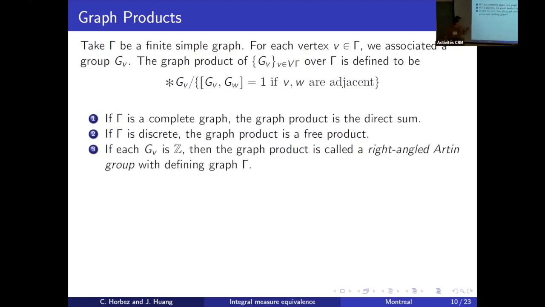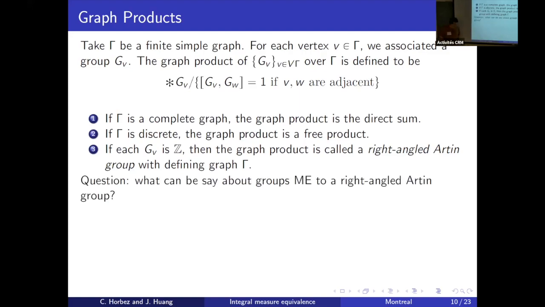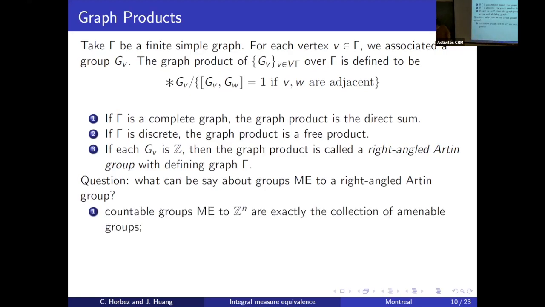The case we want to look at is when each vertex group is Z; then the graph product is the rectangle Artin group with defining graph gamma. Now the question I want to ask is what can we say about groups ME to rectangle Artin groups? I already told you before that the strategy in my previous slides does not quite work. So step 3 is going to fail. And there's actually a more explicit way to see the failure of step 3.